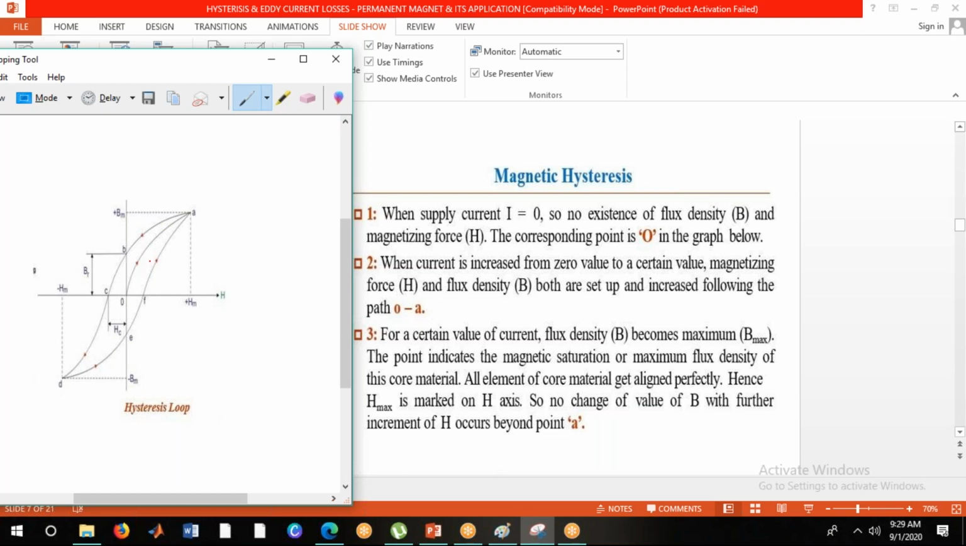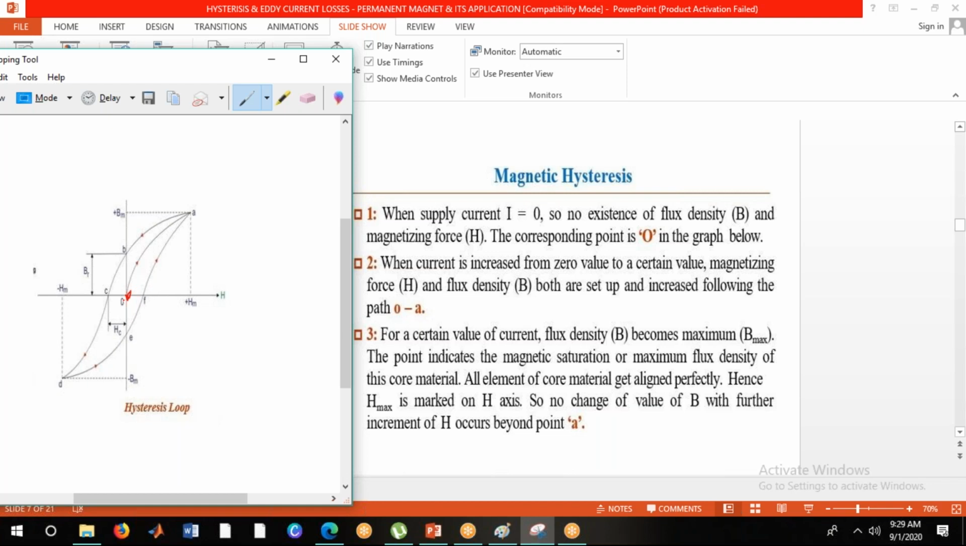Now see, this is the starting point. It is denoted as 0, when the supply current I equals 0. When the current is 0, there is no chance of getting magnetic force, and so there is no flux density and intensity. It means that at current 0, the H value and B value are both 0. So this is the starting point of the hysteresis curve.